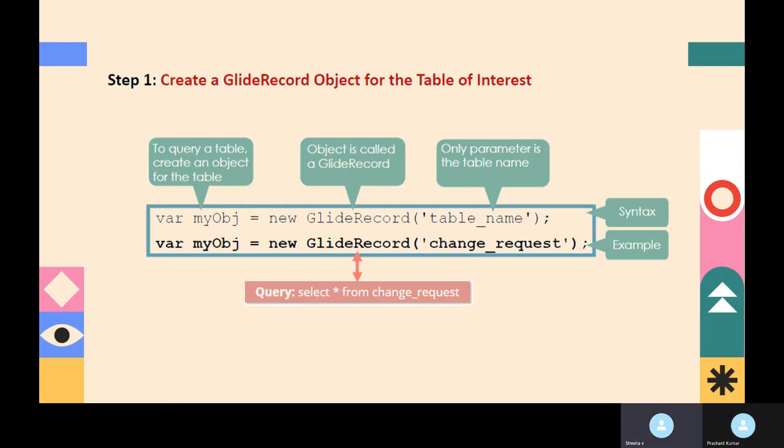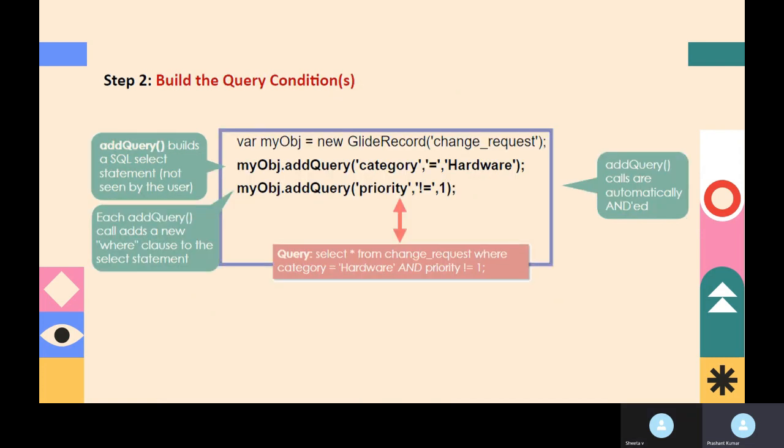Now let's move to our step two, where we will write some query conditions. So step two is build the query condition. In the previous step we created an object, my object, new GlideRecord change request. We have seen it in our first step. Now, second step, we will add some conditions. We will take this object dot addQuery category equal to hardware and priority not equal to one.